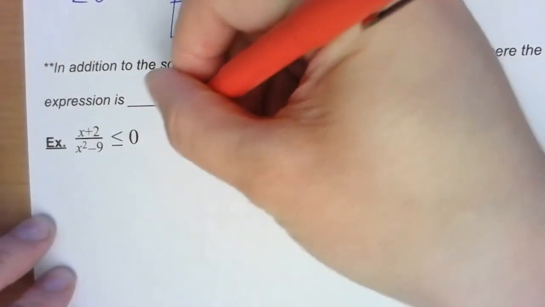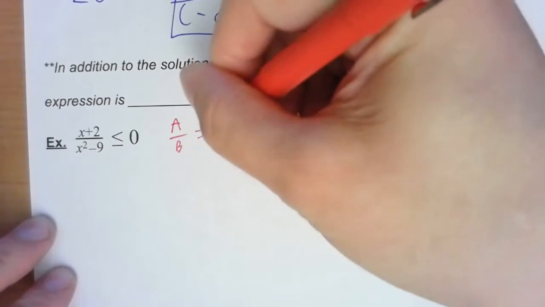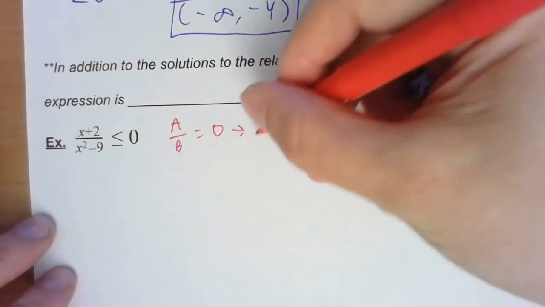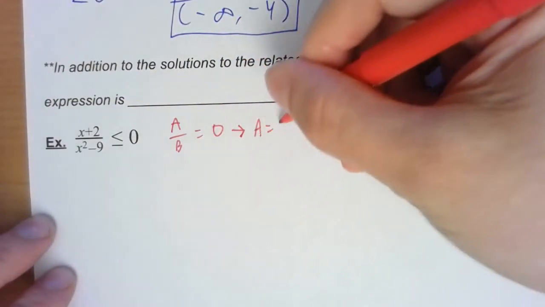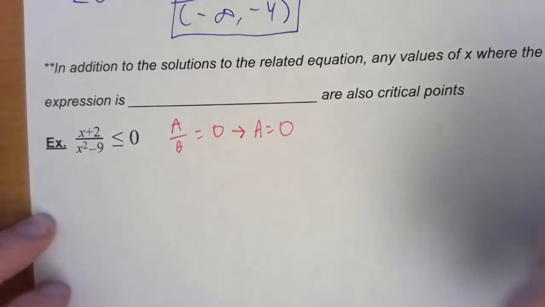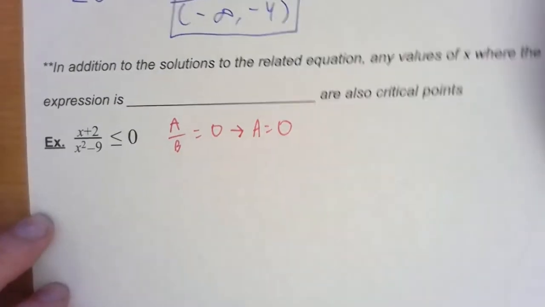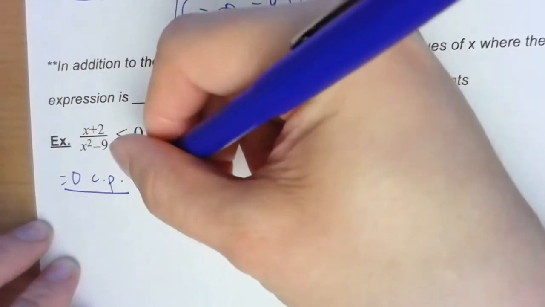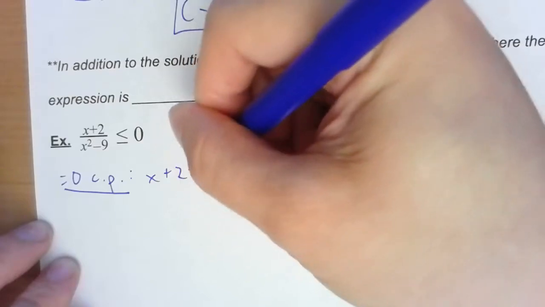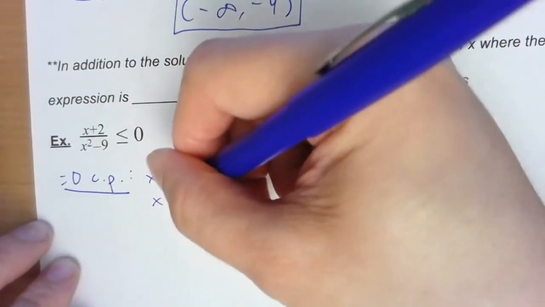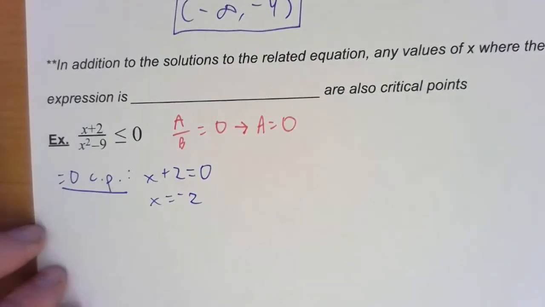If you have a fraction and you want the fraction to equal 0, that means the numerator has to equal 0. And so my critical point here, when it's equal to 0, I want x plus 2 to equal 0. So I want x equals -2.